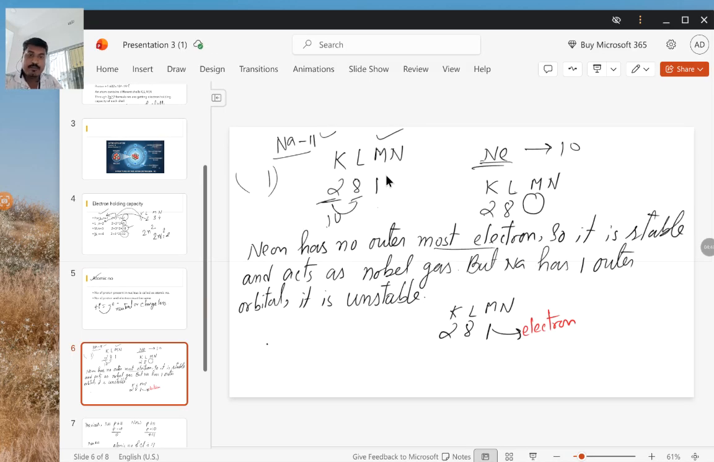But sodium has one electron in the outermost orbital, so it becomes unstable. To gain stability, it always loses the one electron. Whenever it loses the electron, it becomes the electronic configuration of neon.